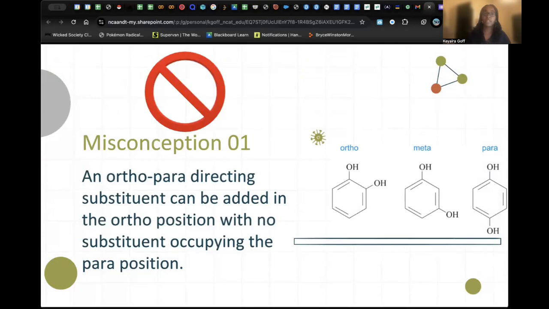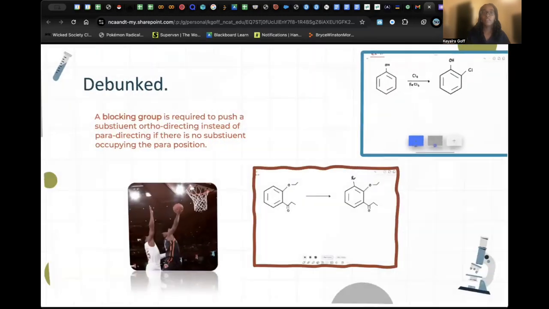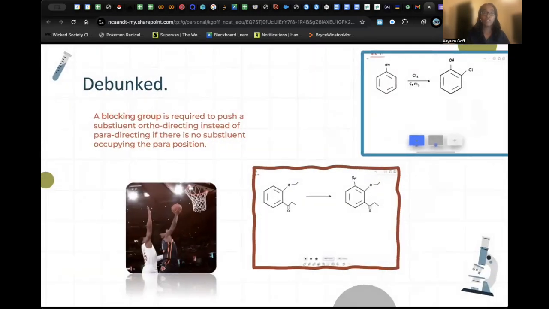So the first misconception is that an ortho-para directing substituent can be added in the ortho position with no substituent occupying the para position. We're going to debunk that because a blocking group is required to push a substituent ortho instead of para if there's no substituent occurring at the para position.